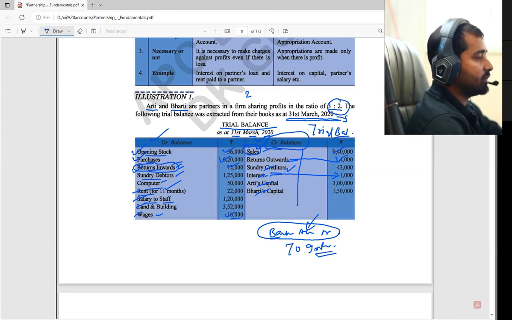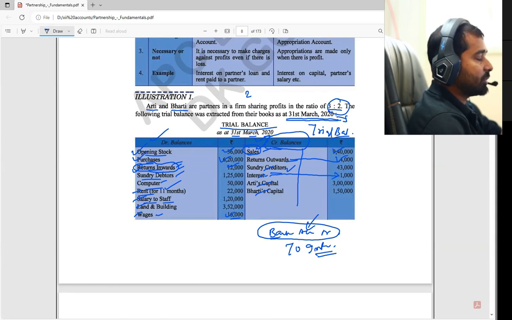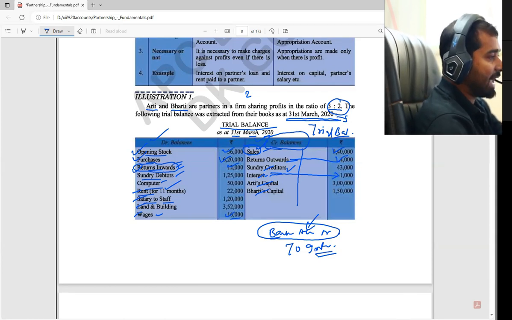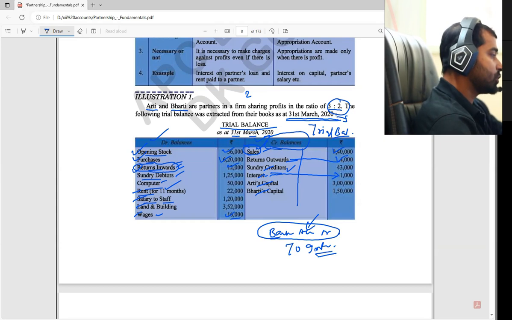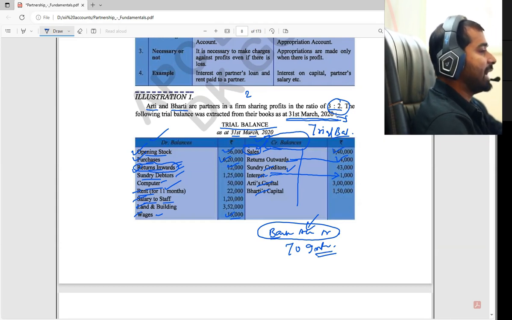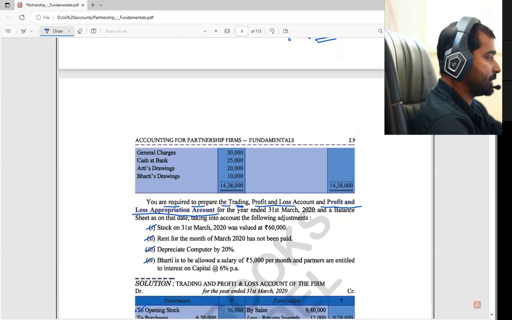Again, one more thing I'm telling: the actual topic is profit and loss appropriation account, and in the profit and loss appropriation account format, the first thing we need is net profit. But even here the net profit is not given. So if net profit is not given, we should first calculate net profit. After that, we will use the appropriation format. So we are going to find out first the profit and loss account and net profit, right? Let's see how to use the ingredients we have.